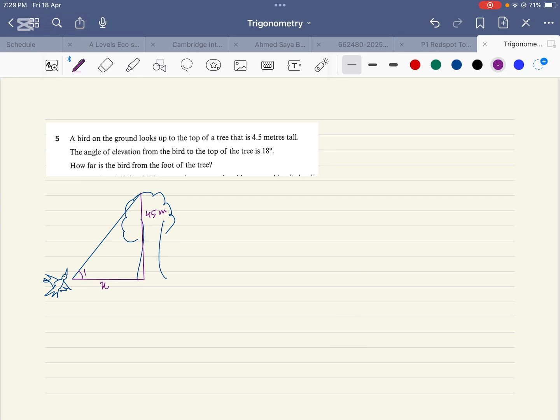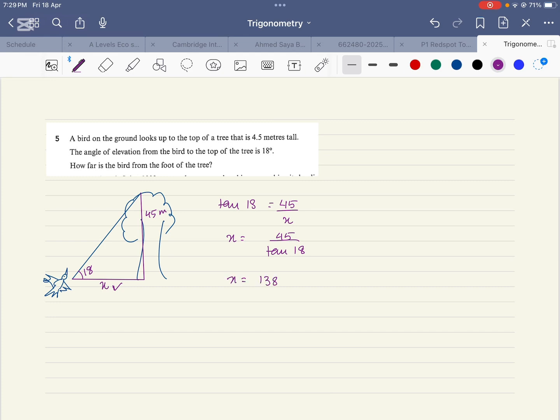Angle of elevation is given as 18 from the foot of the tree. If they would have asked how far is the bird from the top of the tree, then they would be asking about the hypotenuse. So we can easily calculate this distance using tan. Tan 18 is equal to 45 upon x. X is equal to 45 upon tan 18. Surprisingly, a lot of questions have tan in them, so does that mean that we will only be using tan? No, it all depends on the question.